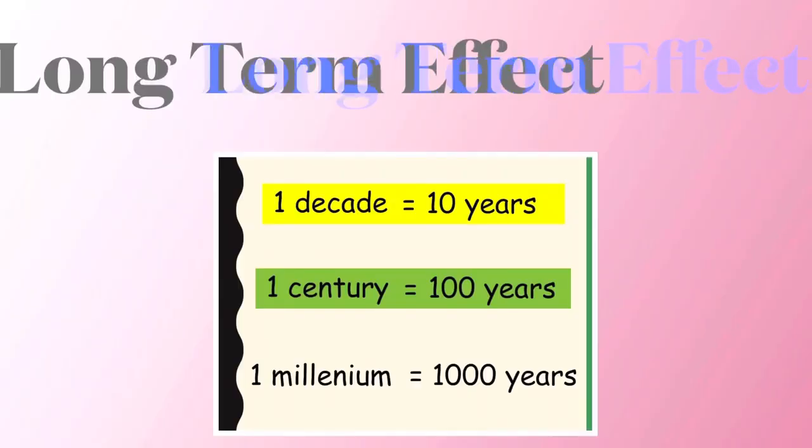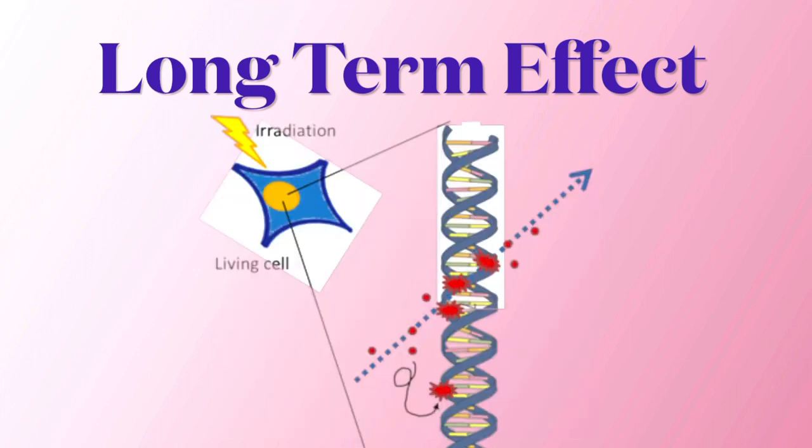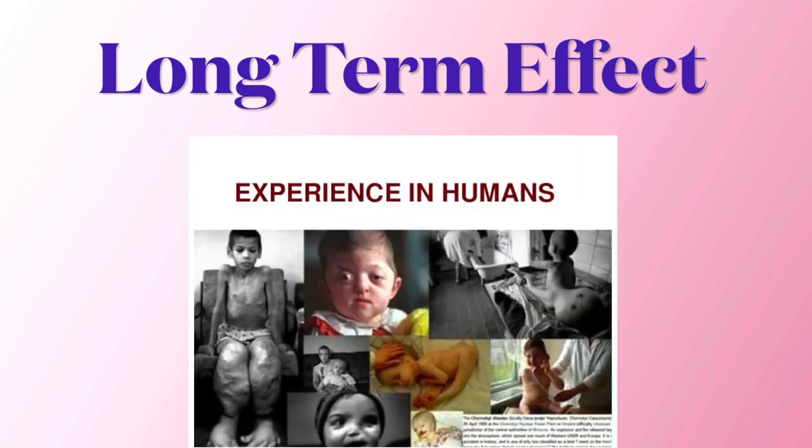And now coming to the long-term effects that appear after years, decades or even generations later. And these effects are associated with a small amount of radiation which is absorbed repeatedly over a long period of time. An example for this could be a repeated radiation exposure causing birth abnormalities or genetic defects.